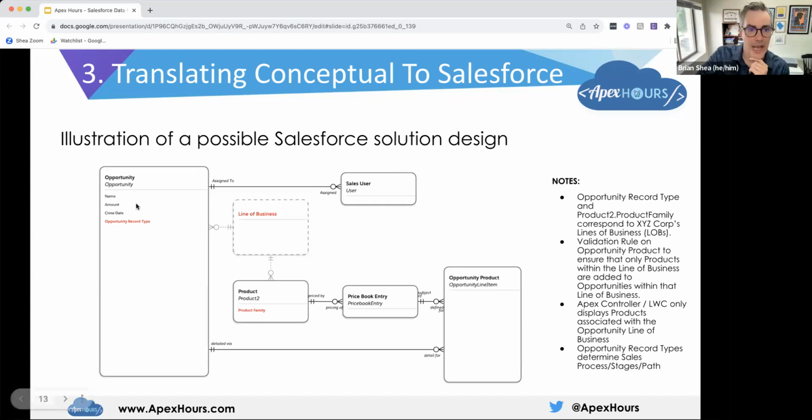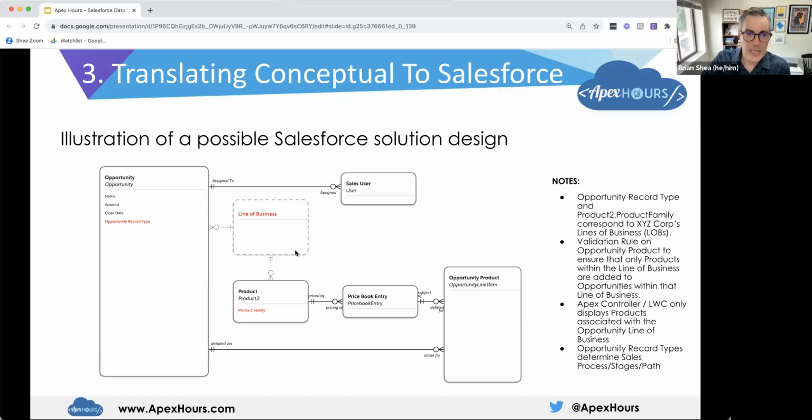So in here, we have our opportunity object, we have our product object, and I put here a line of business, and you can see I've grayed it out and put dotted lines around it. This is because this is not an object that in this solution we're storing in Salesforce. It's not an object. It's not a custom metadata type. I just put it here to represent the fact that there is a business concept of line of business that is important to this solution, even though we're not storing it as an object.